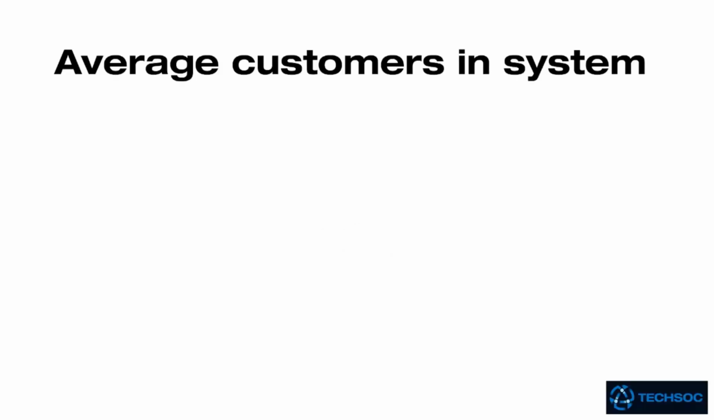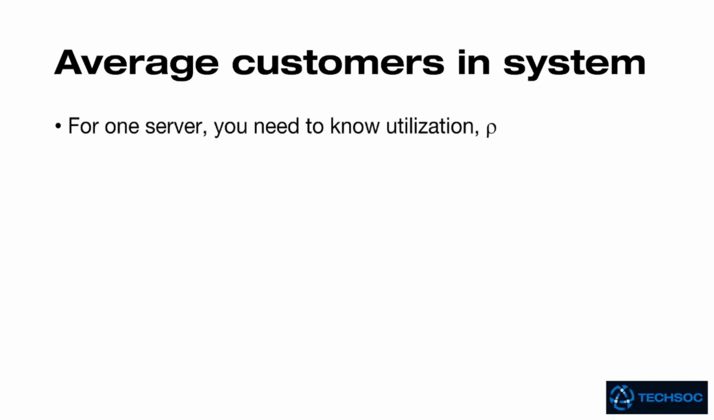In the previous movie, I showed you how to calculate the average length of a queue, given that queue's characteristics. In this movie, I will show you how to calculate the average number of customers in the system, which includes the queue and customers being helped. So to calculate the average customers in the system, we can distinguish between a single server and multiple servers.